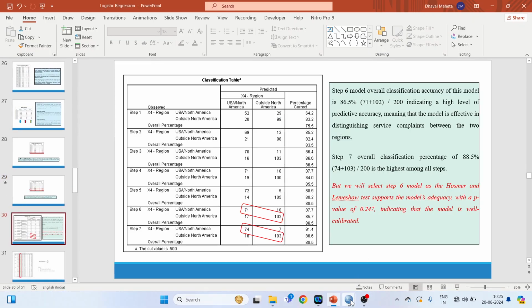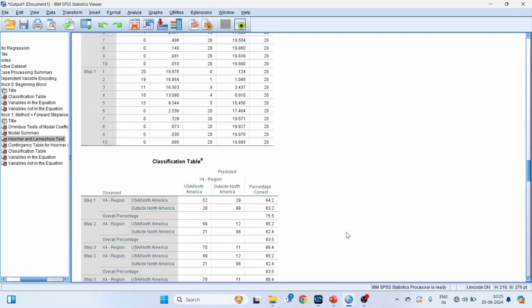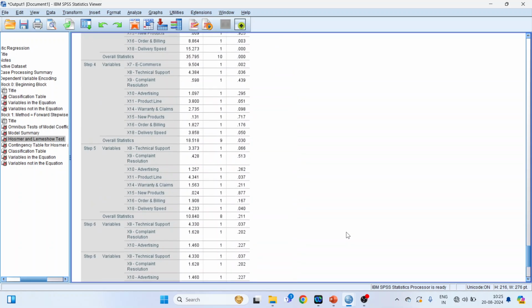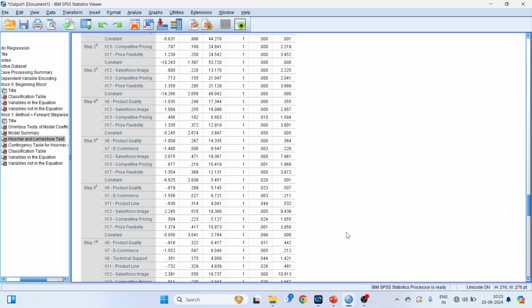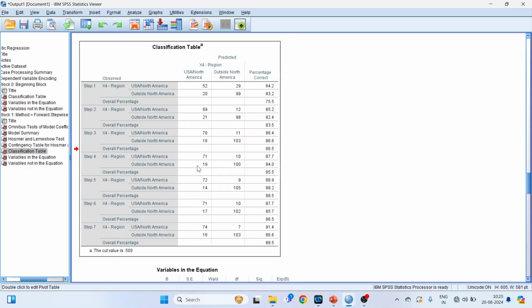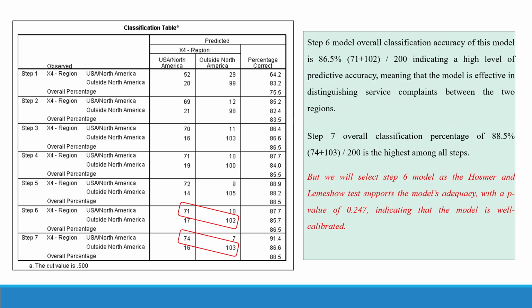The next is the classification table. So this is generated here. Here is the classification table. How to interpret this table? Let's see. We'll start with step 1. The original data: USA, North America, and outside North America. Now the prediction done by the model: USA, North America, and outside North America.